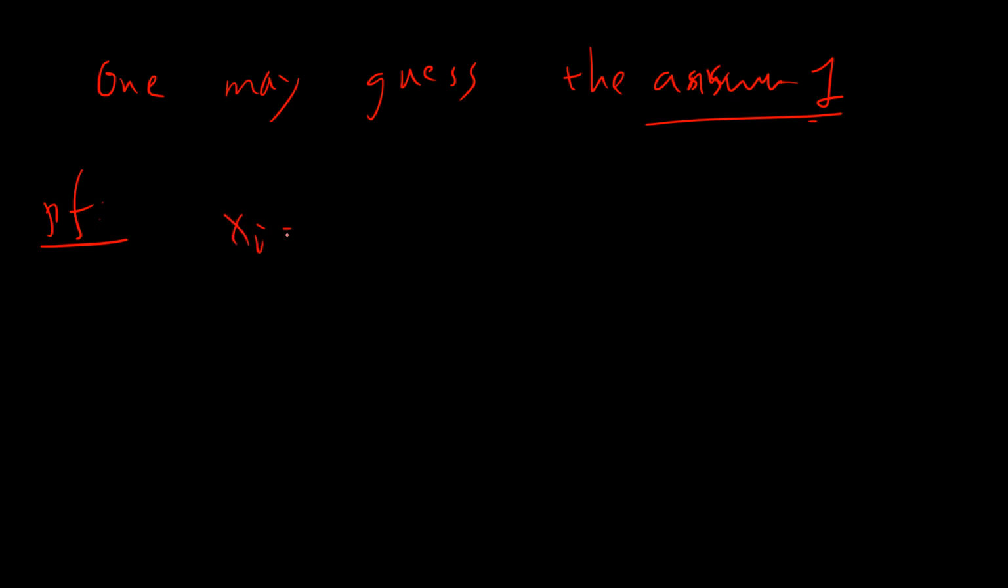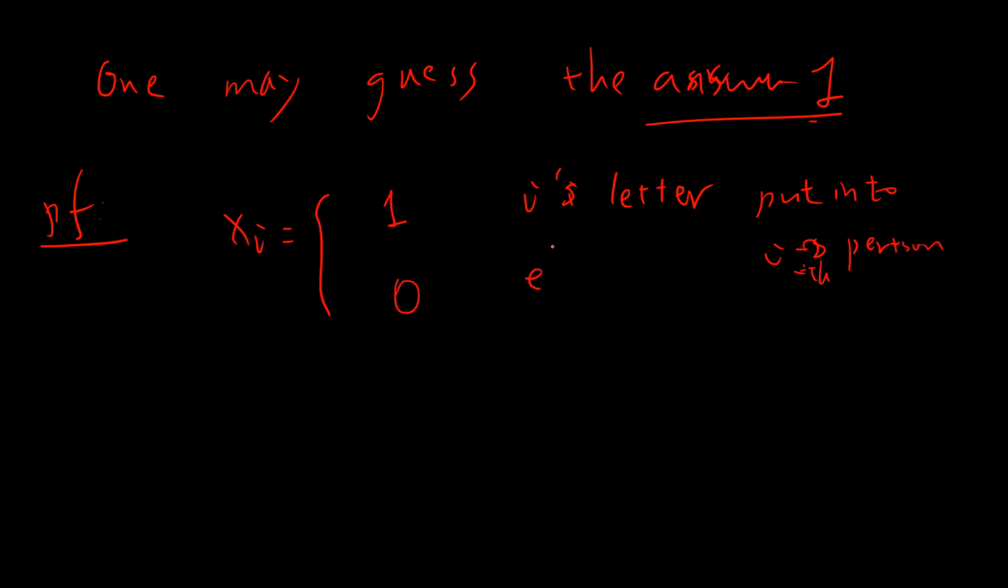Let Xi be a random variable, where Xi is 1 if the i-th letter is put into the i-th person's envelope, and 0 otherwise. So this is a random variable, and what we want is the expectation of Xi.